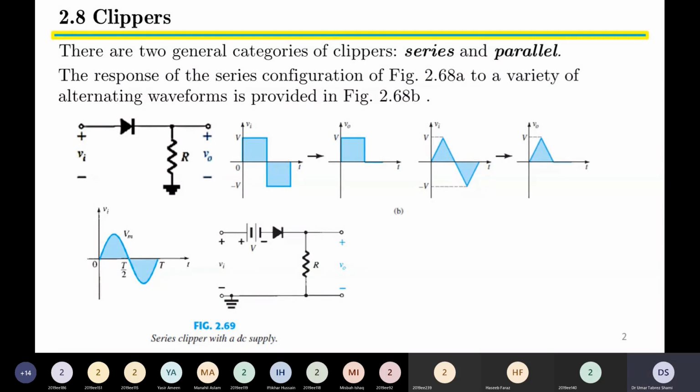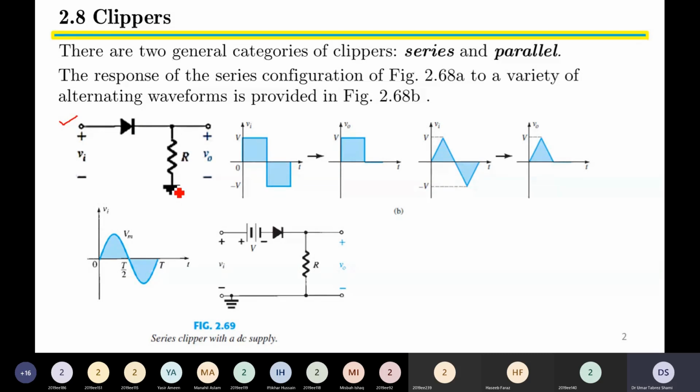So the first circuit that we see is the series clipper circuit. It consists of a simple diode and a resistance, and the resistance at one side is connected to the cathode terminal of the diode, and the other terminal of the resistor is connected to the ground.